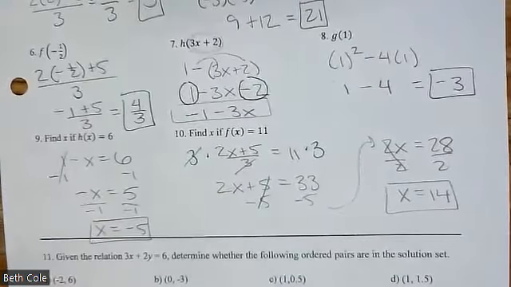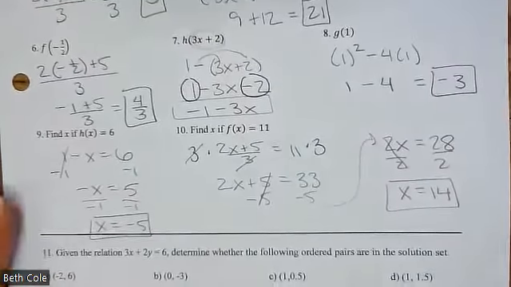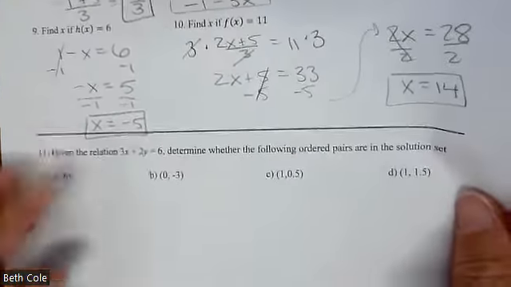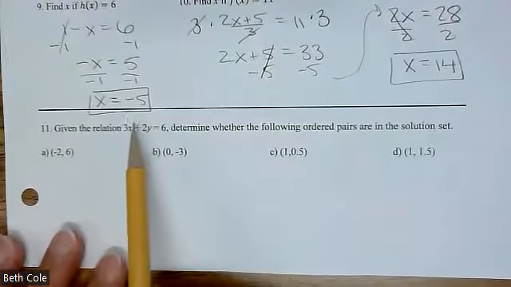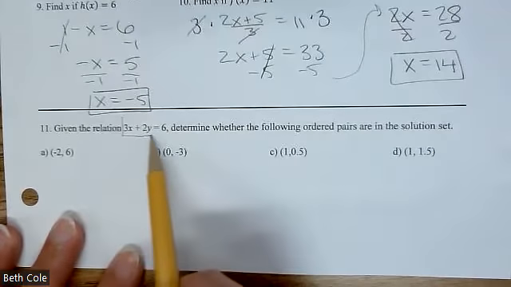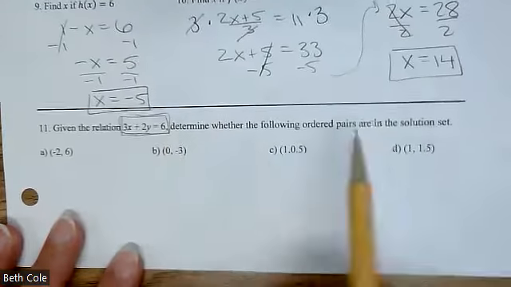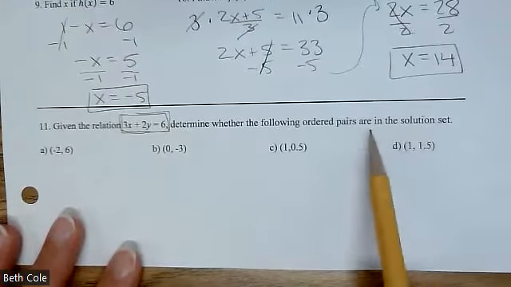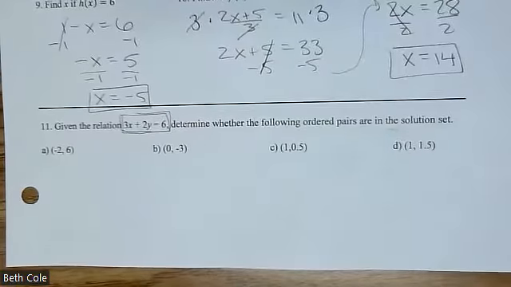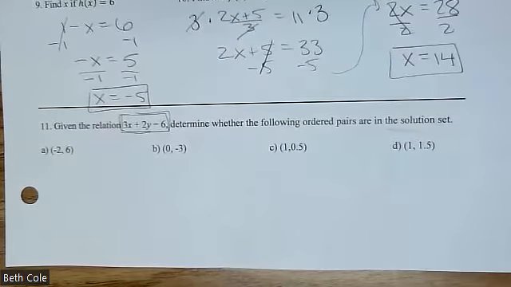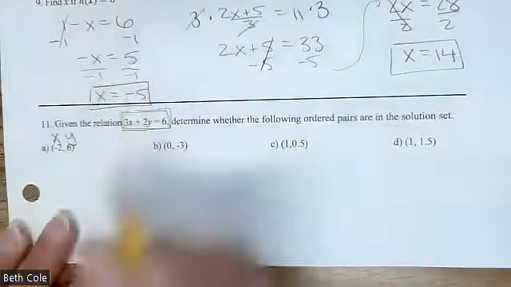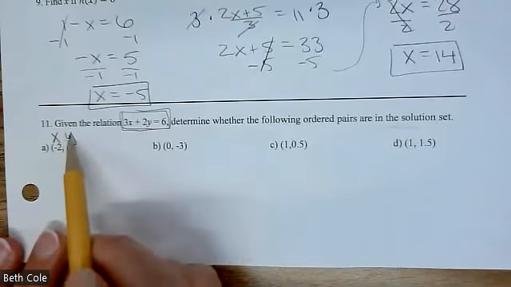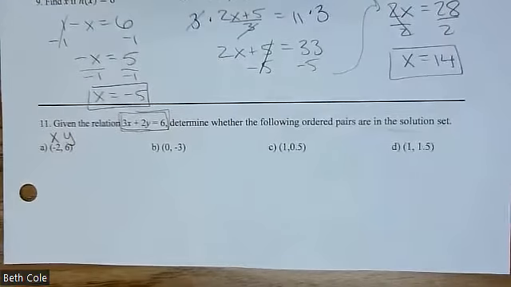So you're just taking something and plugging it in. Are we all good? Just don't get caught up on the notation. Number 11, given this relation, maybe like box that off. This is what we're going to be using. Determine whether the following ordered pairs are in the solution set. This is in essence a yes or a no question. It's yes or no. Here's what you're going to do. You're going to plug in -2 for x and +6 for y and just see if it works. It's just, does it work?